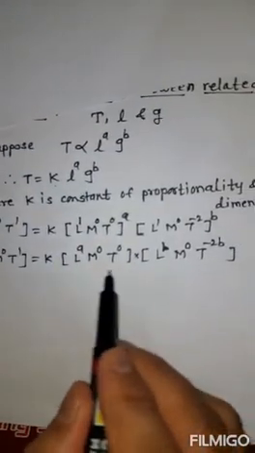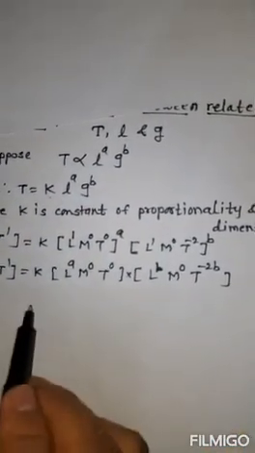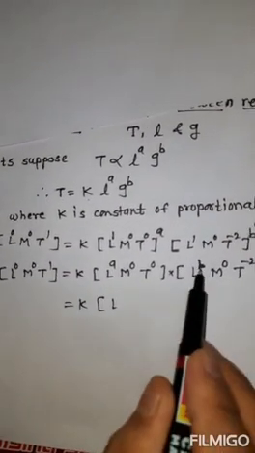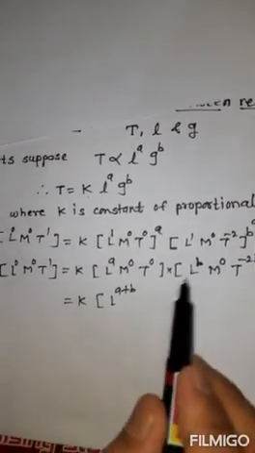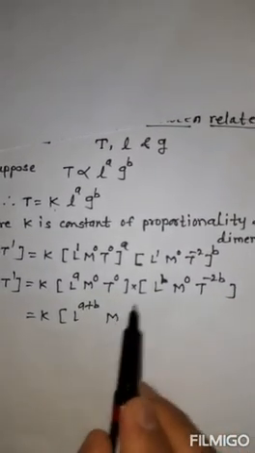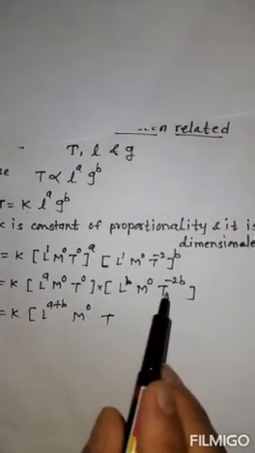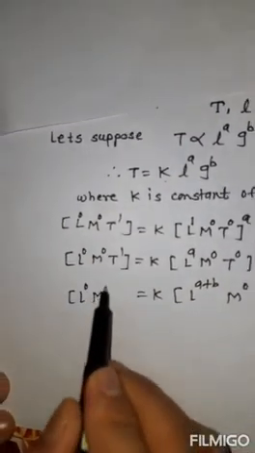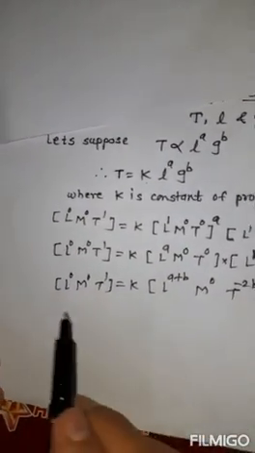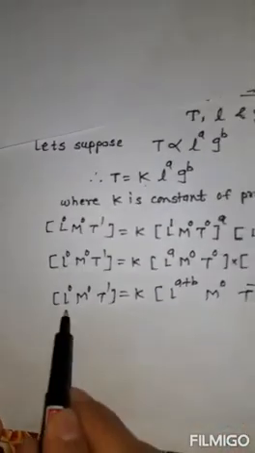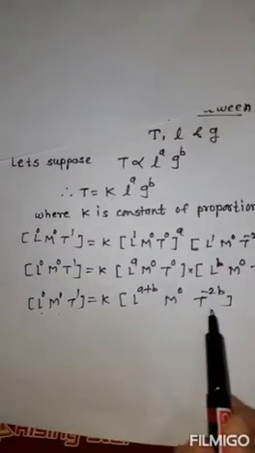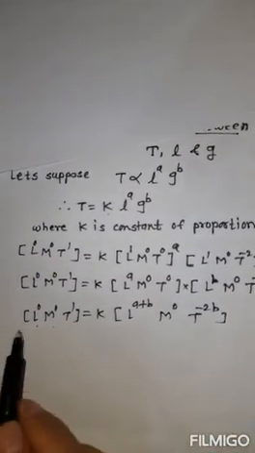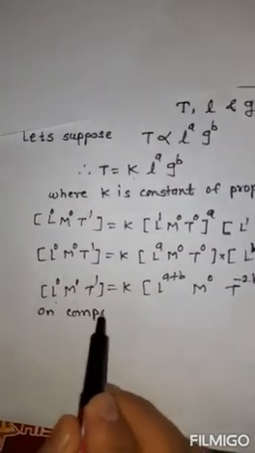Now see here, multiplication of terms in dimension, so we can add the indices. So T is equal to k in bracket L raised to a plus b, addition of indices as the base is the same, M^0, T^-2b, equal to L^0 M^0 T^1. Now we can see on both the sides the bases are the same, L, M, T, so we can compare the indices. If the bases are the same, then we can compare the indices on both the sides.